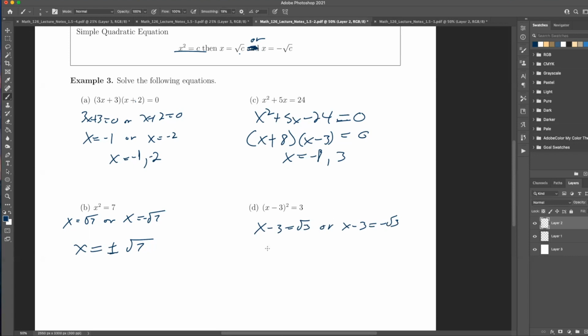And so once we do that, this becomes x equal to 3 plus square root 3, or x is equal to 3 minus square root 3. Or I can just write it all as one. X is equal to 3 plus minus square root 3. Okay. And I'll leave that there for a second.